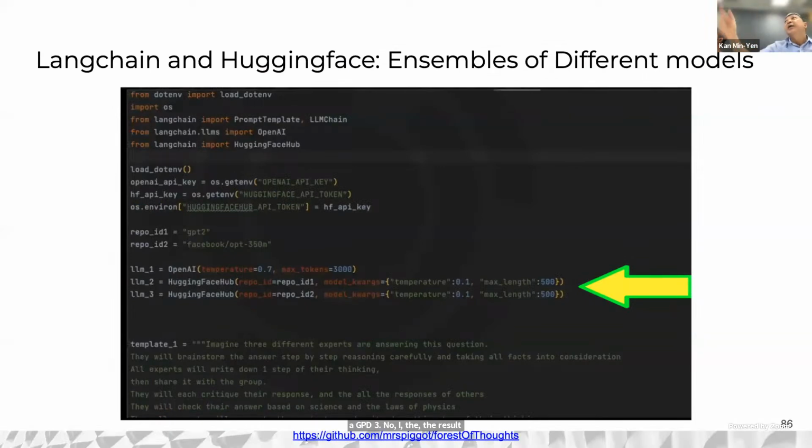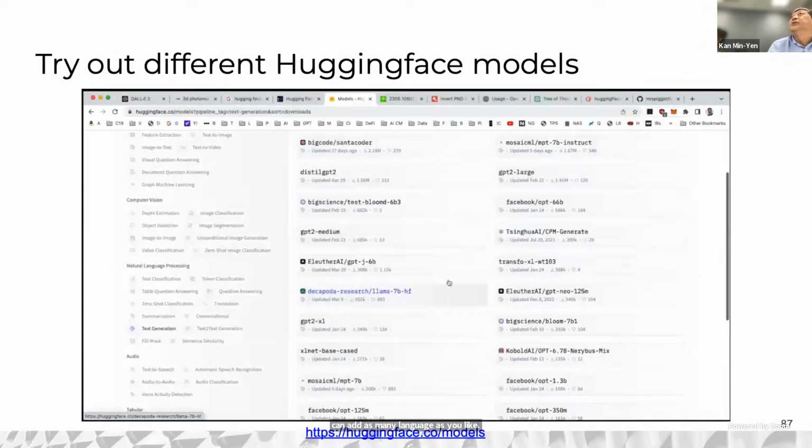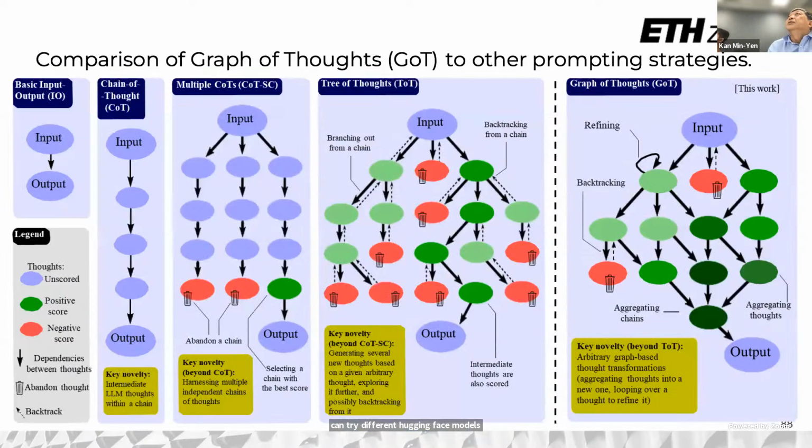And again, in LangChain, it allows you to do that. You can add as many language models as you like. So you literally can have a forest of thoughts. And you can try out different Hugging Face models. Okay, let's go there. Now, this paper came in, like I just said, 5 or 6 o'clock in the morning.